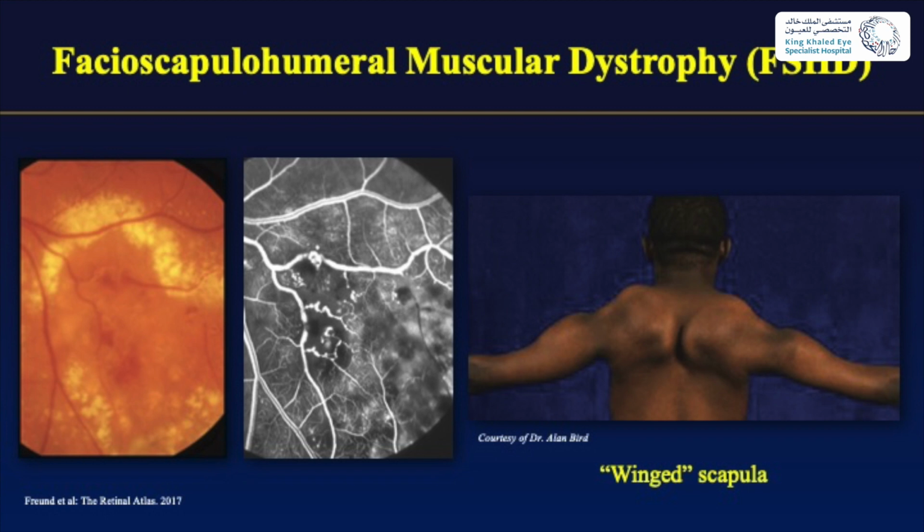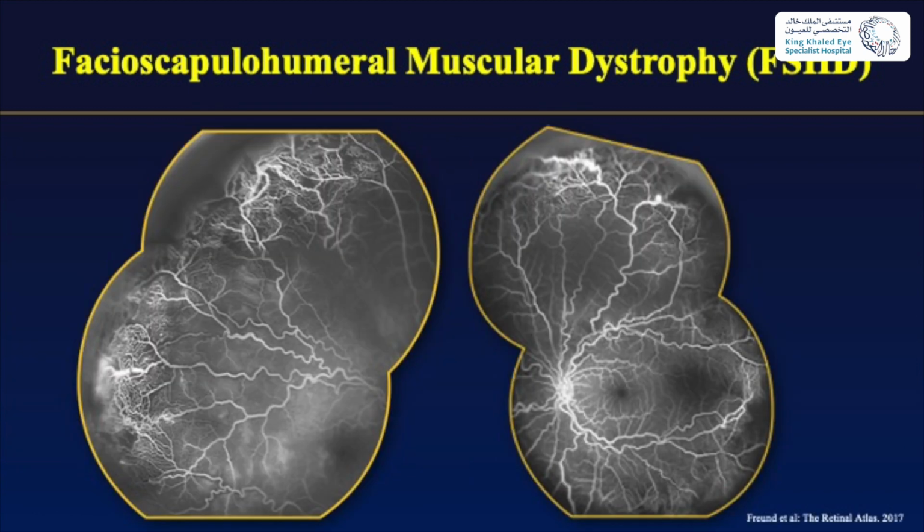So this is a patient with this condition, as you can see in the fundus photos, lipid exudation, aneurysms, and telangiectasia. And as you can see here, this patient has winged scapula due to the atrophy of the shoulder muscles. This is another patient with the same condition with peripheral neovascularization and ischemia.